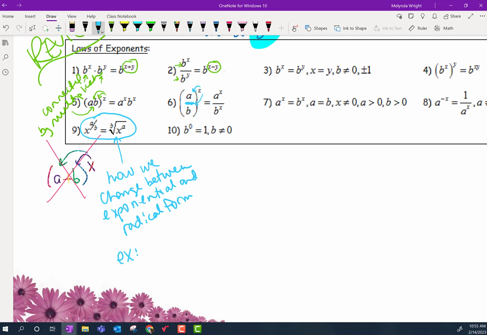So, for example, these are just exponent rules, by the way. Let's say we have x to the 2/3. If we were going to rewrite that, the first thing I just wrote is called exponential form. This is going to be the same as the cube root of x squared. So I'm going between exponents and radicals.